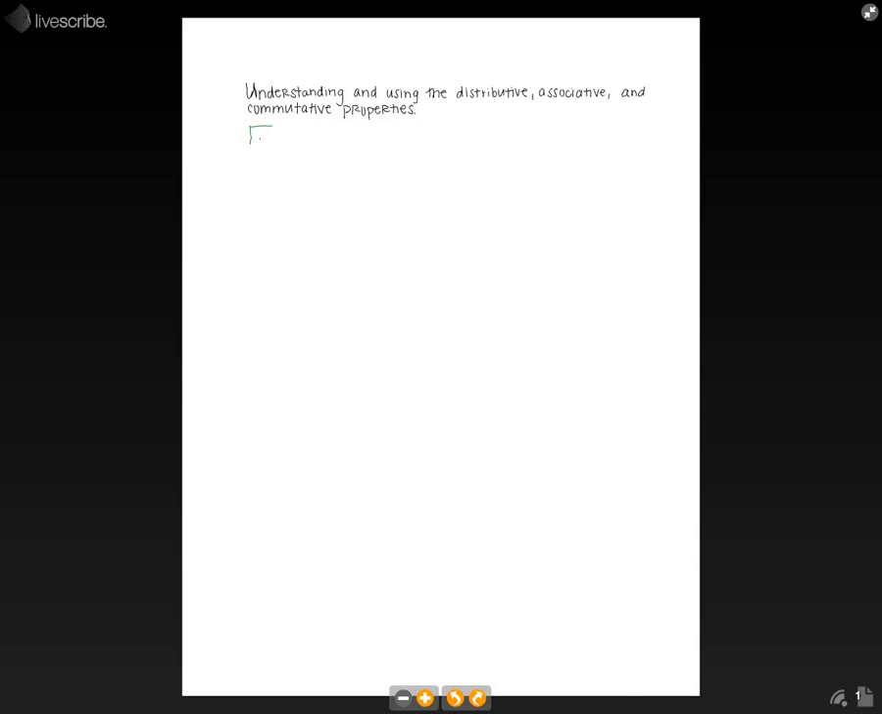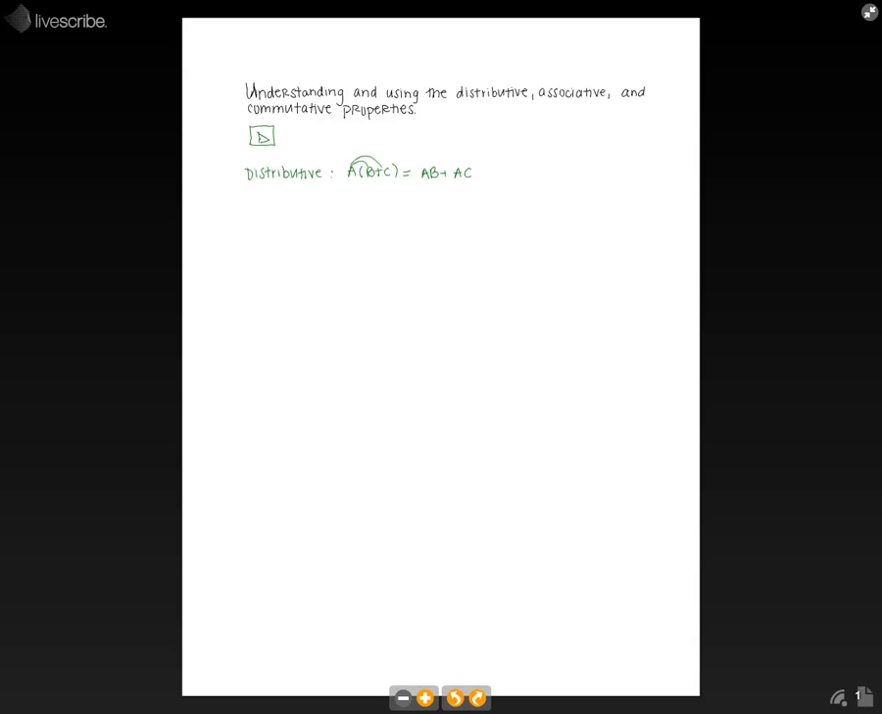In this pencast, we will understand and use the distributive, associative, and commutative properties. So first we'll start with the distributive property. This says that A times the quantity B plus C is equal to A times B plus A times C. And this was done by multiplying A times B and then adding it to the A times C.